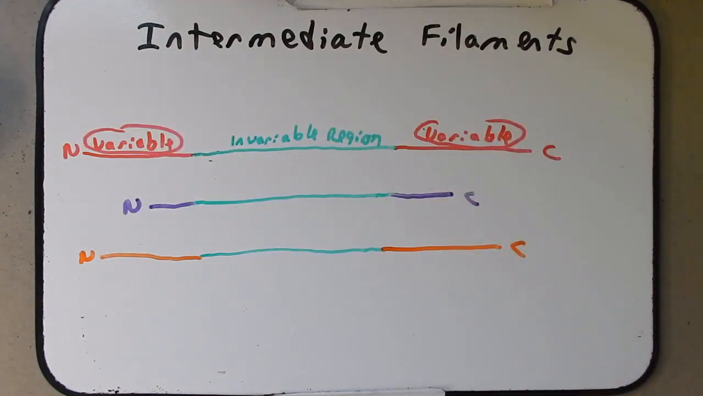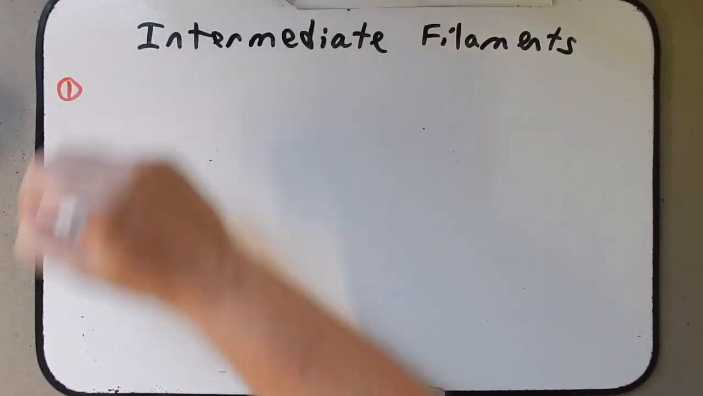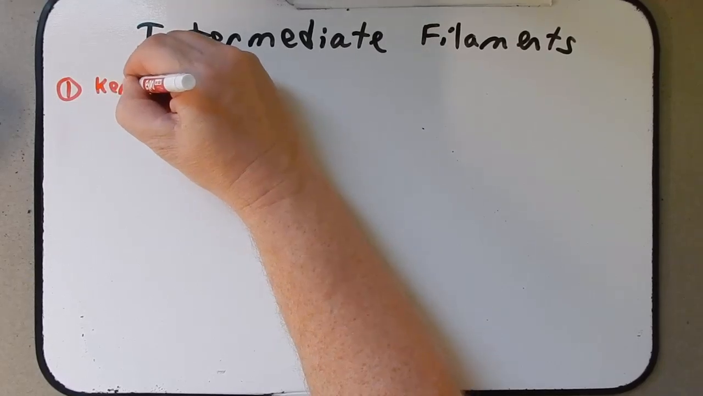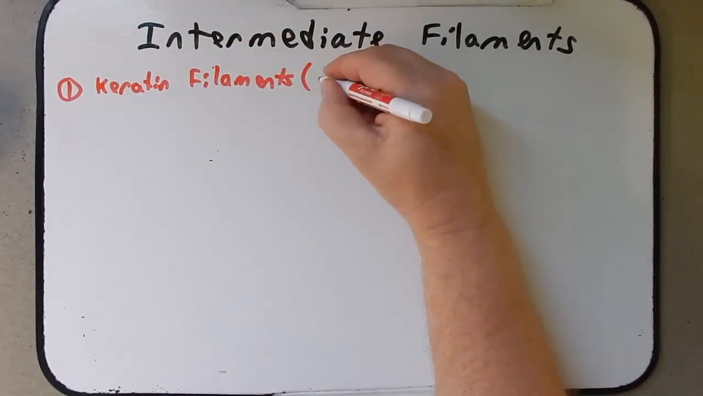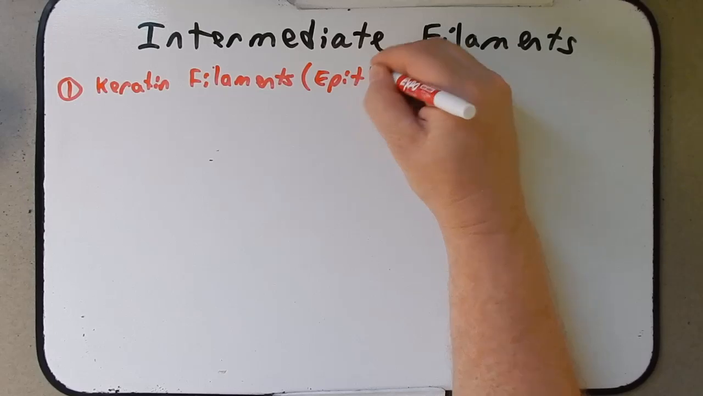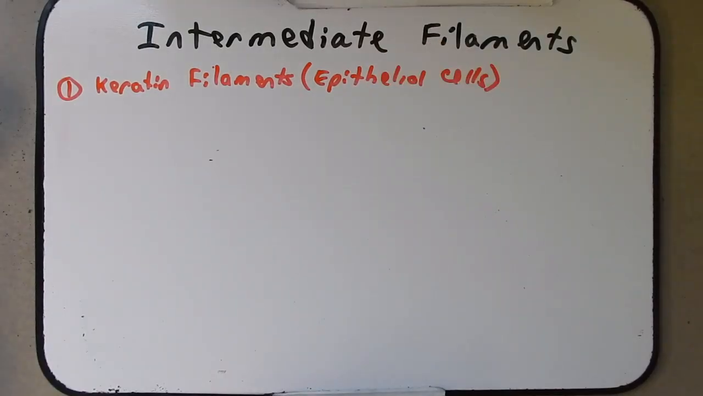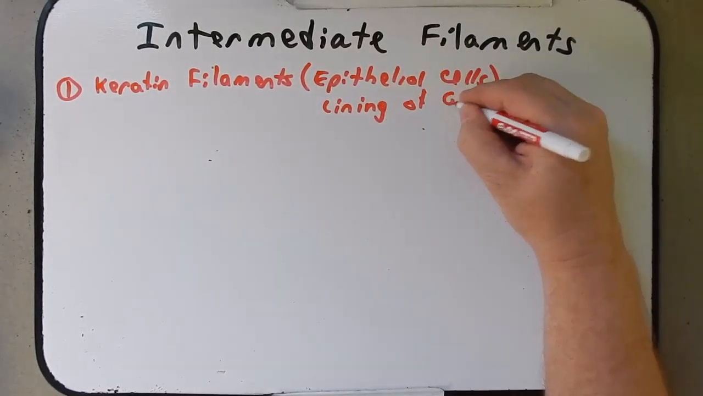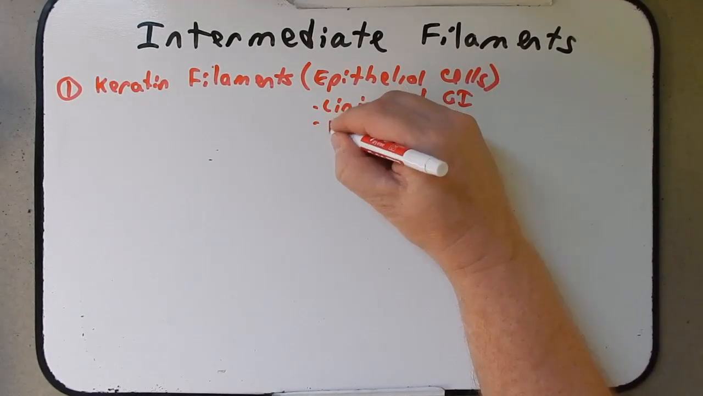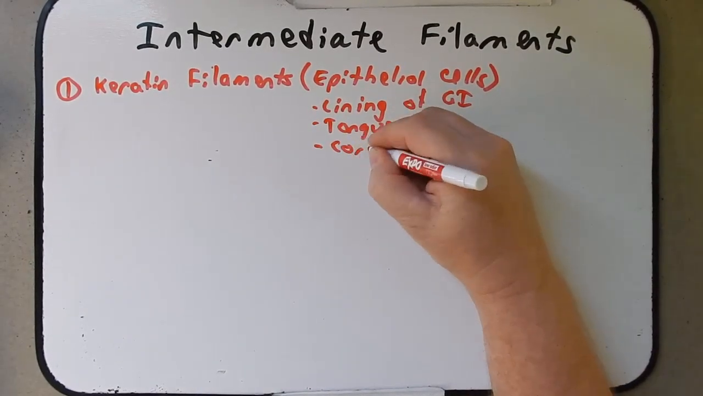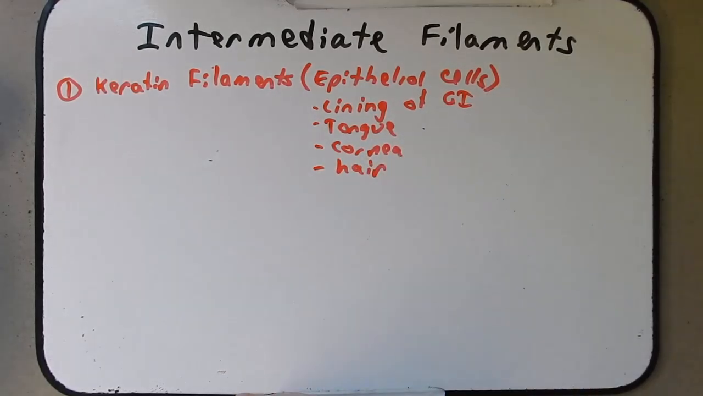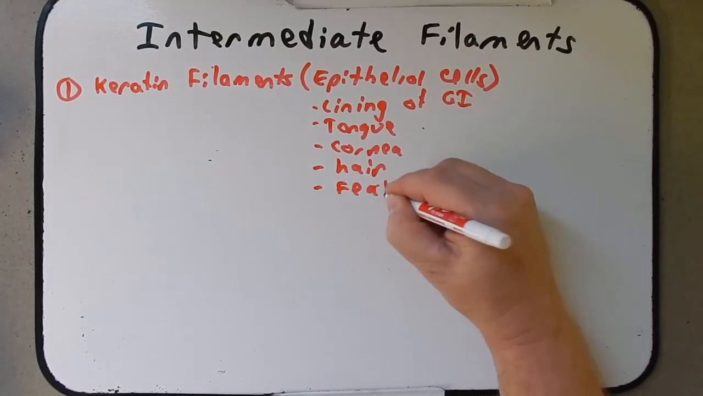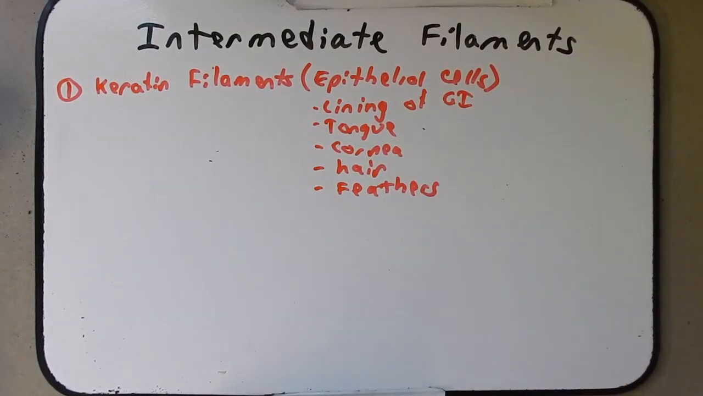What I'd like to do now is to talk briefly about 4 different classes of intermediate filaments. The first are keratin filaments. These are found largely in epithelial cells. Epithelial cells include the lining of our GI organs, like our stomach, our intestines, our tongue, the cornea in our eye. This is what our hair is largely made of, or if you happen to have hair, it's largely made of that. Feathers, for those of us who happen to be birds, those are keratin filaments. And we'll talk a little bit more about those in just a moment.